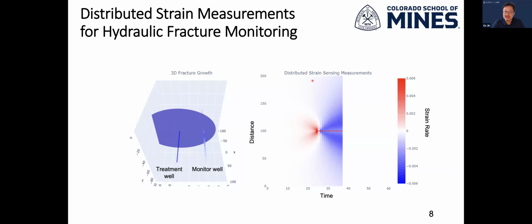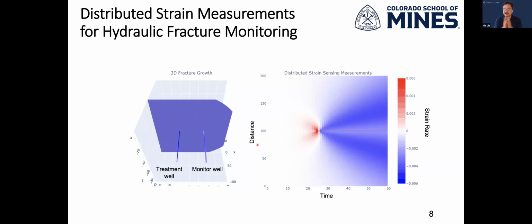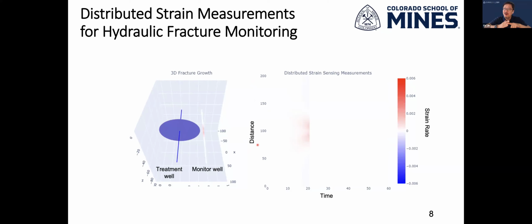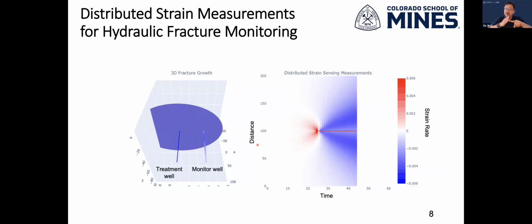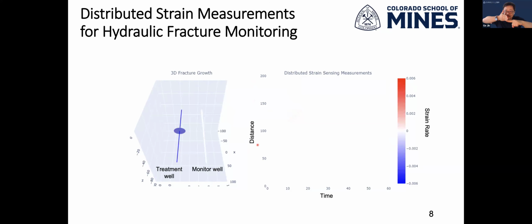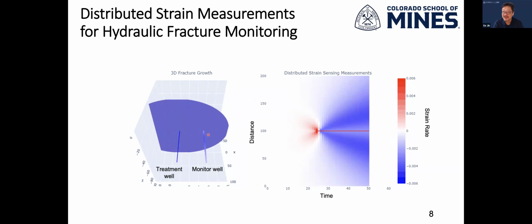And because the spatial resolution of the fiber measurement can be below 1 meter, that basically means we are able to pinpoint where the hydraulic fracture intersects my monitor well at a very, very high accuracy, right?